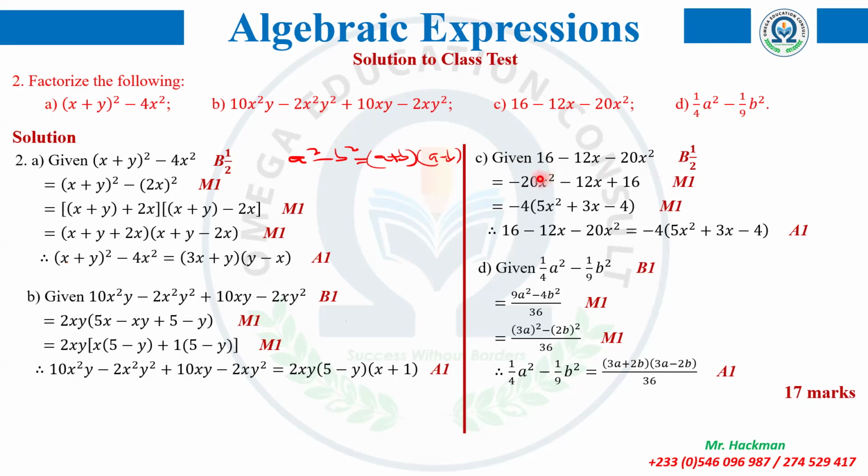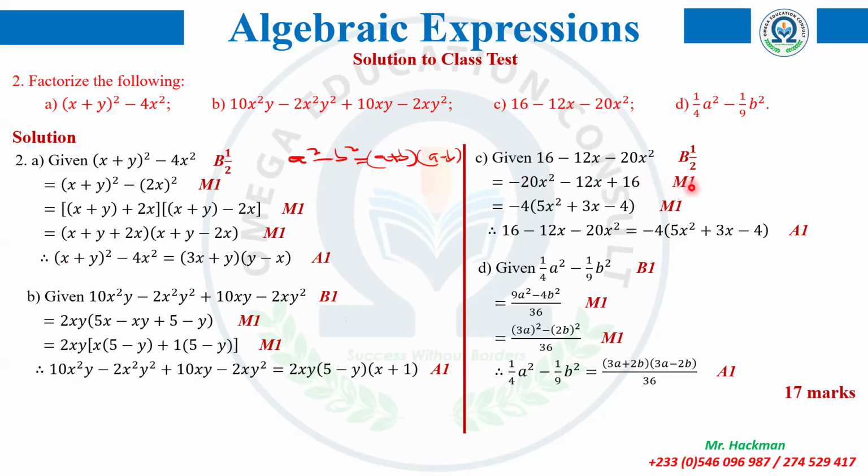In this case, this is a quadratic expression. Anytime you want to factorize any quadratic expression, first of all, rearrange so that the powers of x will be in descending order. So if you rearrange, we are going to get negative 20x squared, then minus 12x, then plus. So it's just rearranged.